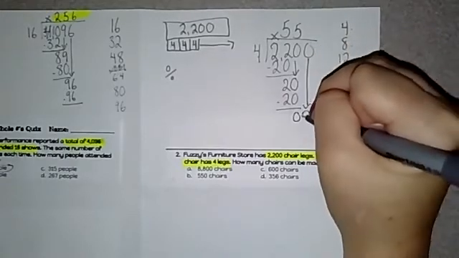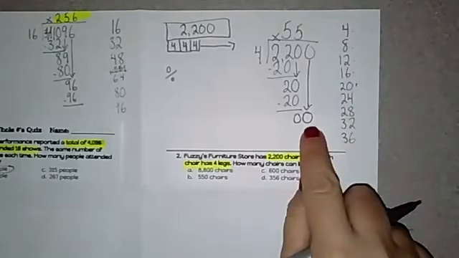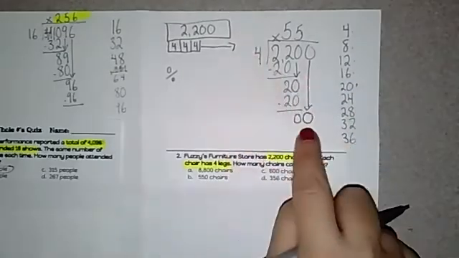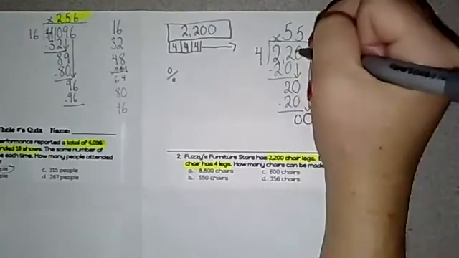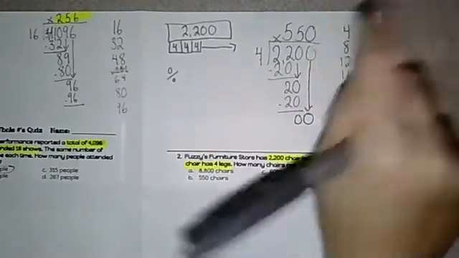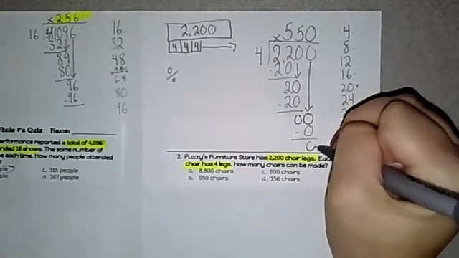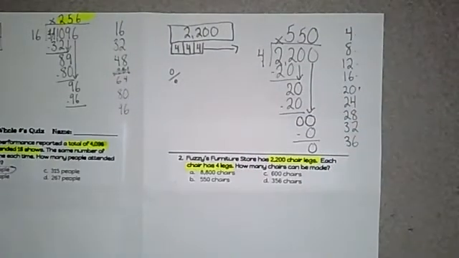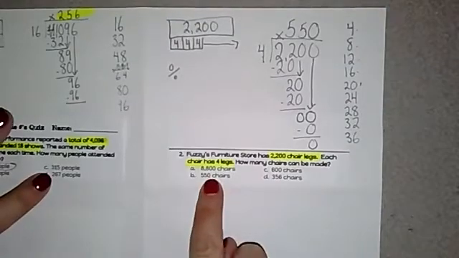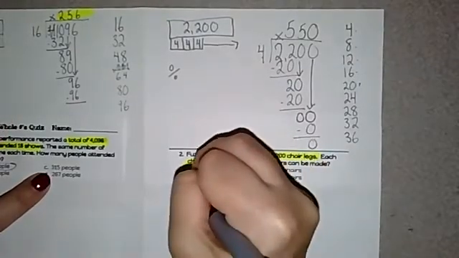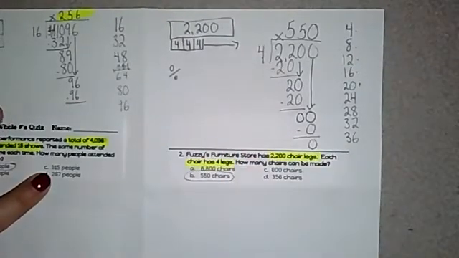And if you bring it down from upstairs, you better play with it, right? How many 4s are in 0? There are 0. 0 times 4 is 0. When you subtract, you get a 0. All right, so check it out. Is our answer there? Heck yeah. We can make 550 chairs.